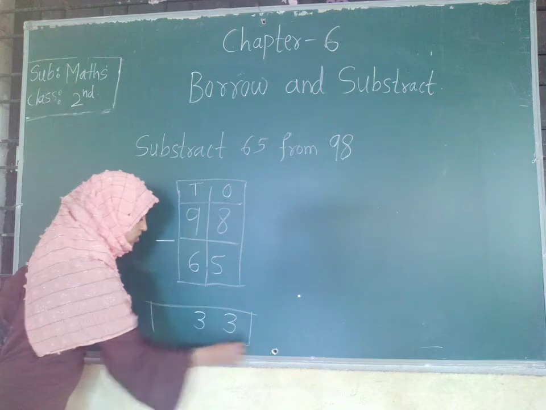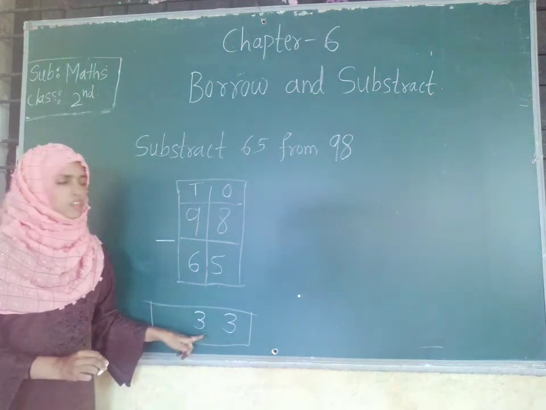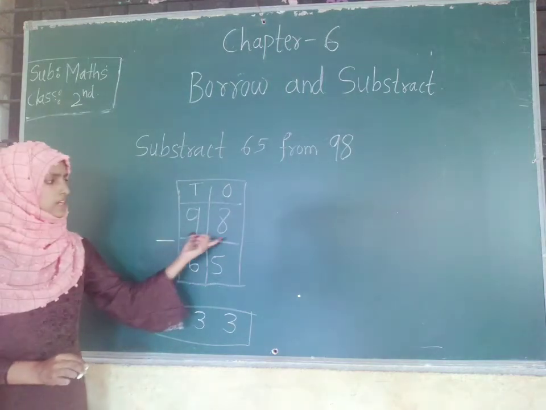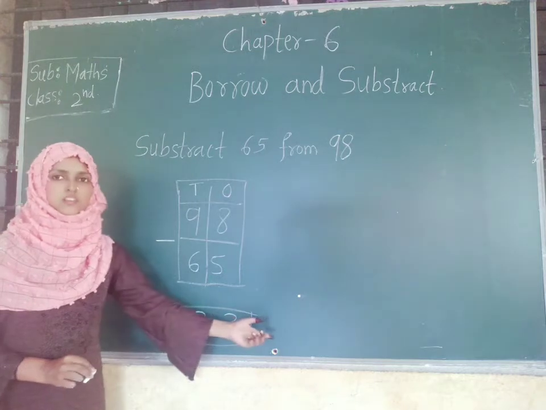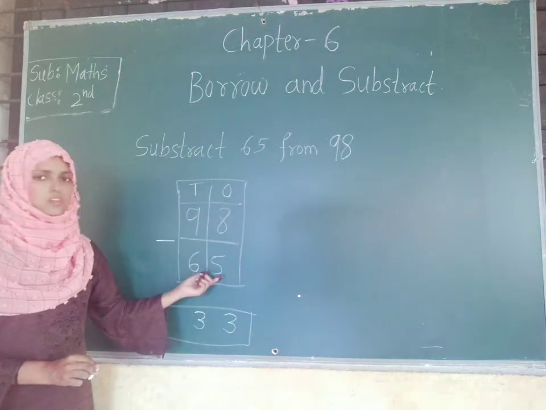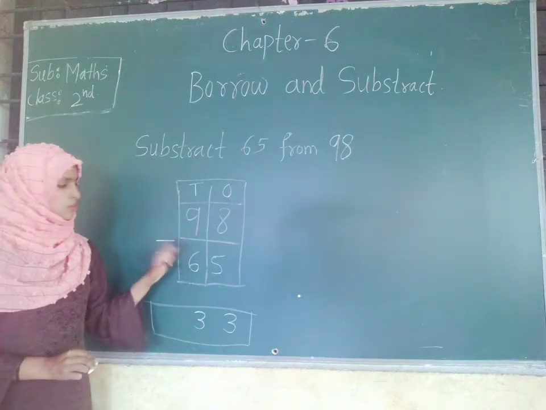3. So 33. Okay. So children, the difference of these two numbers is equals to how much? 33. So which is the minuend here? 98 is the minuend, 65 is the subtrahend, and 33 is the difference of these two numbers. Understood how to solve the two-digit number without borrow?